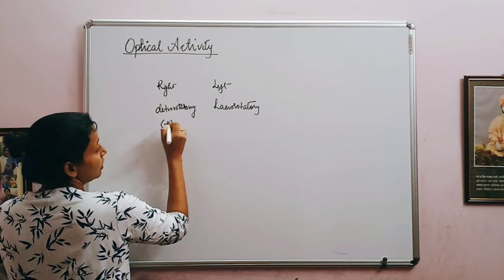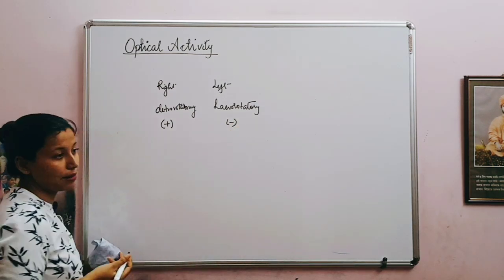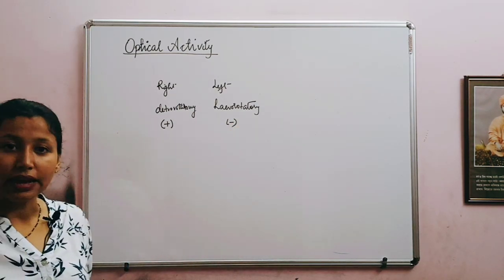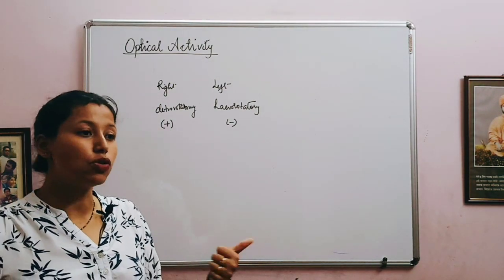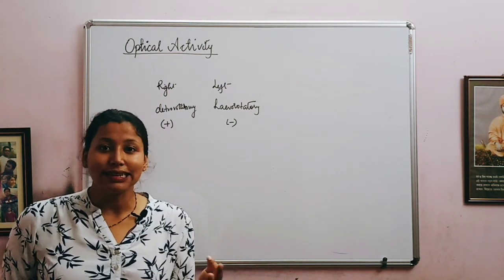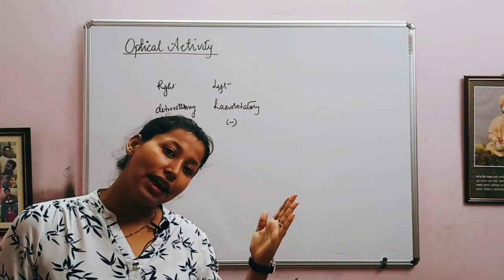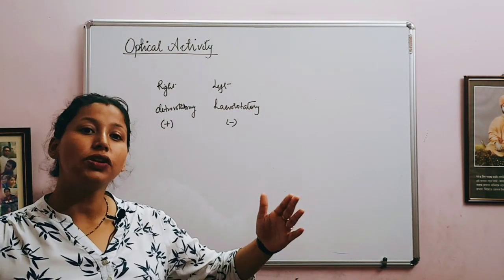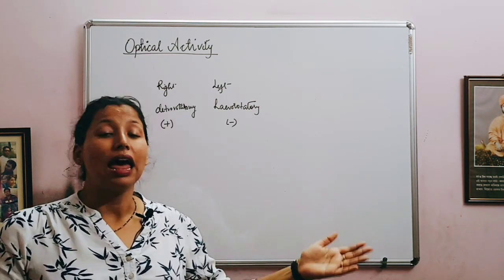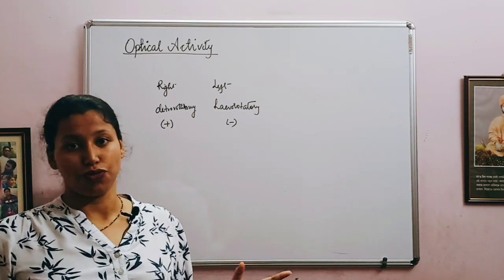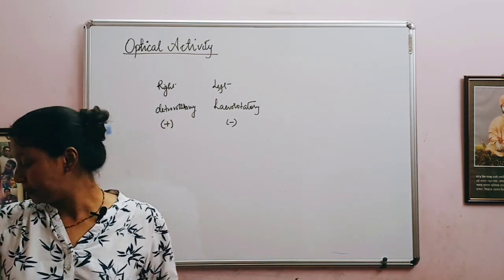Dextrorotatory is also given by a plus sign and levorotatory by a minus sign. That means if your organic compound, some examples being optically active compounds like glucose and lactic acid, rotates the plane of polarized light, the rotation can be either to the left or to the right. If it is to the left, it will be levorotatory, and if it is to the right, it will be dextrorotatory. Done. So we have learned about rotation.